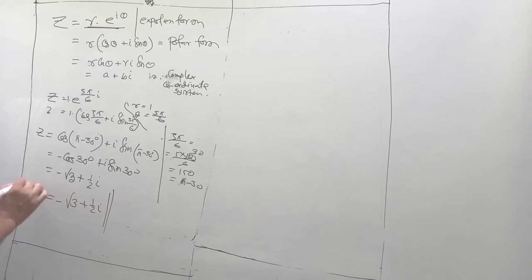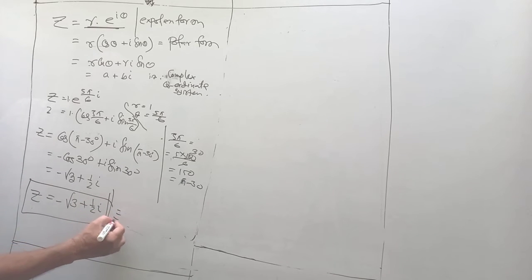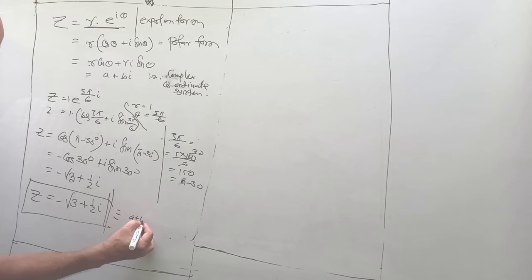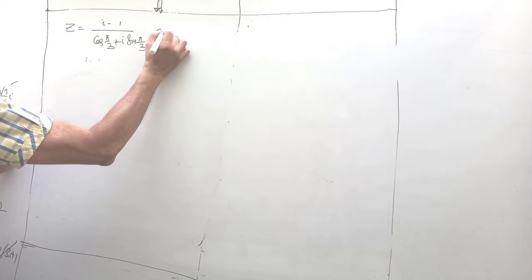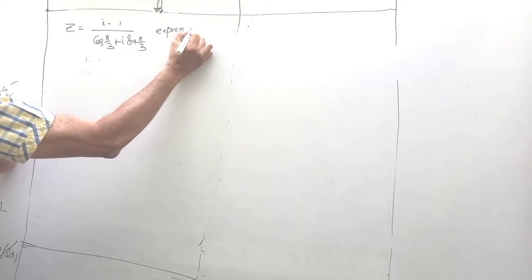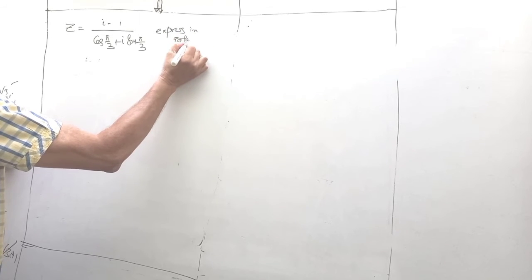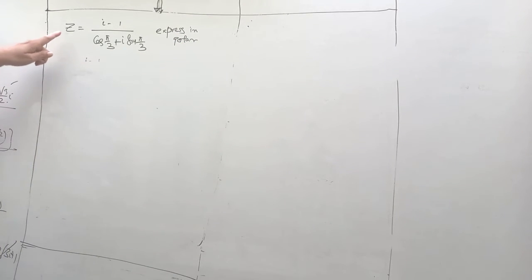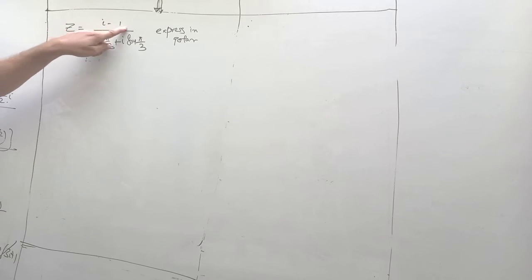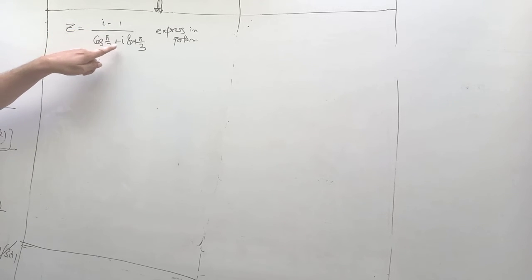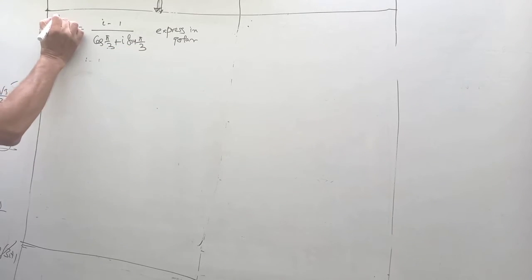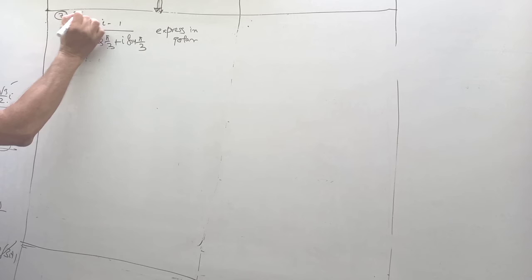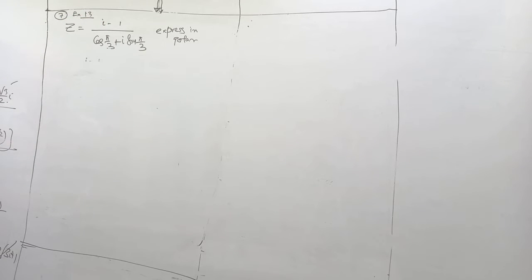That is in the form of a plus bi. Express in polar form. Given the complex number z equal to i minus 1 divided by cos pi by 3 plus i sin pi by 3, express in polar form. Problem number here is 7, Exercise 1.3.